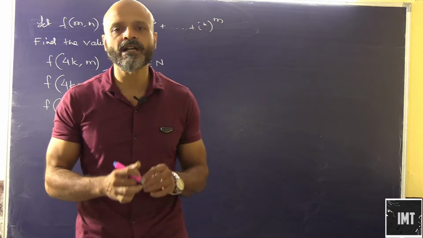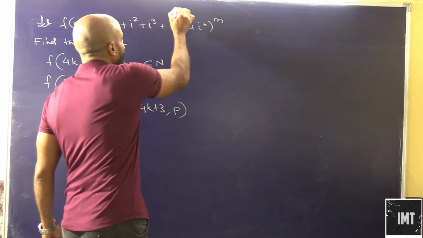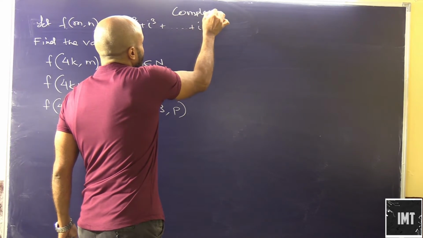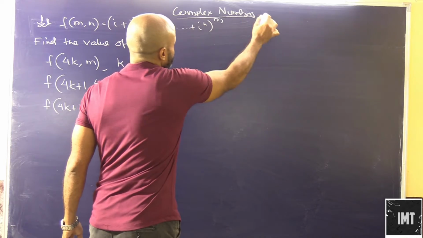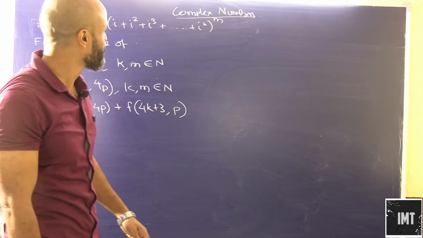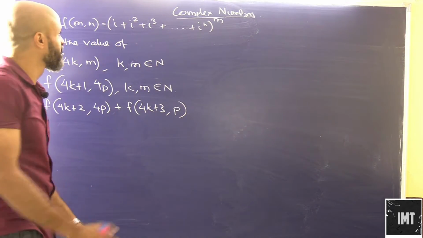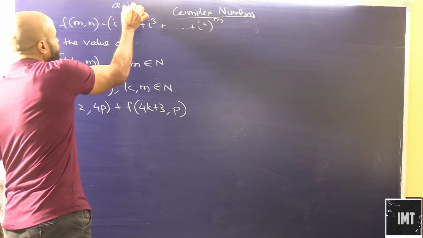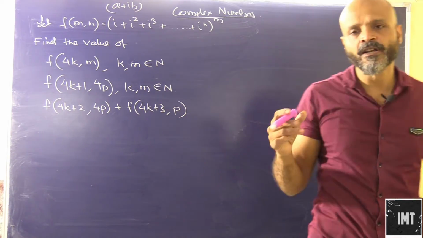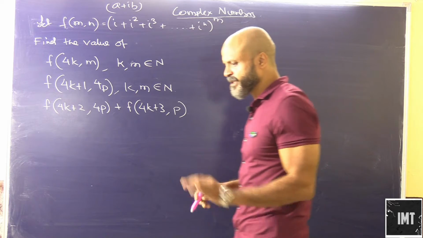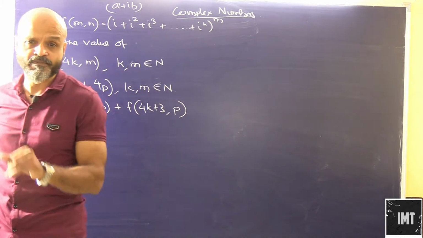So today we are going to start with one of the most important chapters, that is complex numbers. As the name itself suggests, complex numbers starts with complexity. We all know what complex numbers are. Complex numbers are in the form of a plus ib, where i is the imaginary unit, equal to under root minus 1. So we are just going to focus on different types of problems.